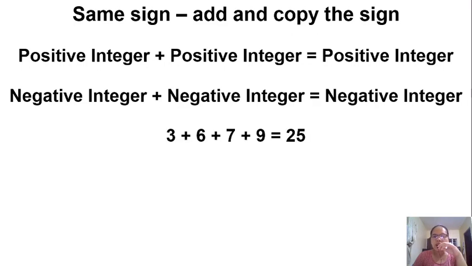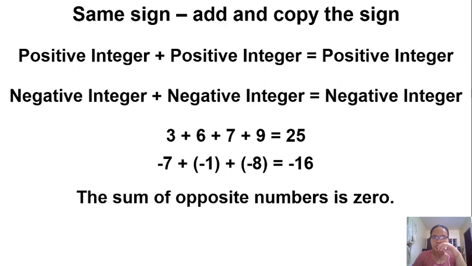How about if there are more than two addends? 3 plus 6 plus 7 plus 9. So you simply add them all, which is 25. How about if we have negative 7 plus negative 1 plus negative 8? So when you add negative 7 plus negative 1, that's negative 8. Plus negative 8, it will give you negative 16.